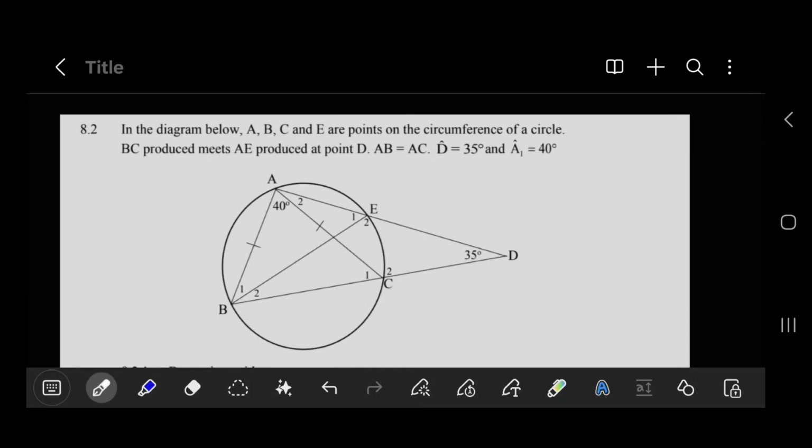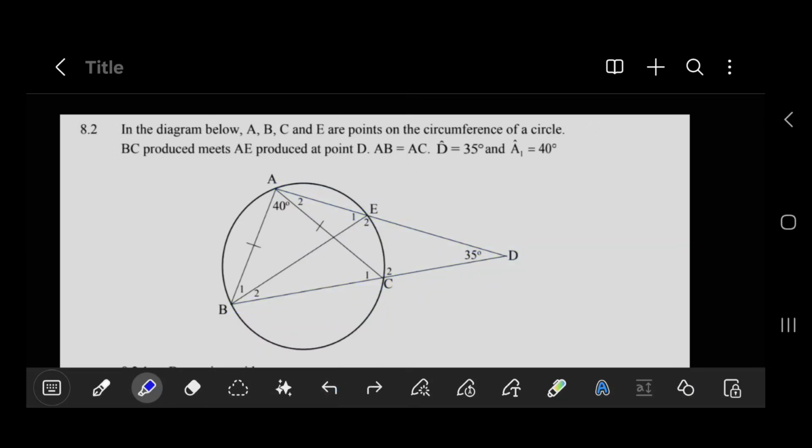Remember what it means if two lines are produced, it just means that they are extended. So when AE is extended, it's actually extended to D. And when BC is extended, it's actually extended to D. So they both meet each other at point D. Okay, that's just what they mean.